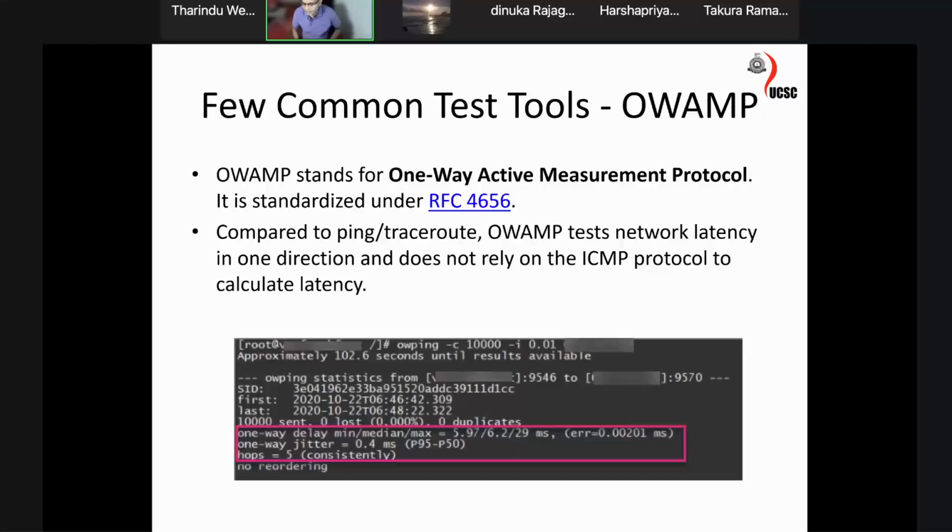Some applications, running over UDP rather than TCP, go from source to destination only. There is no response in between. So for those cases, if you need to measure the transmission latency for one way, you can use this tool, considering all those applications.